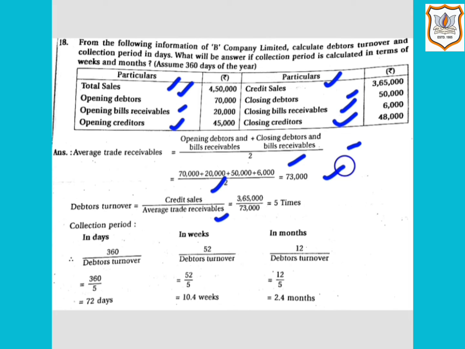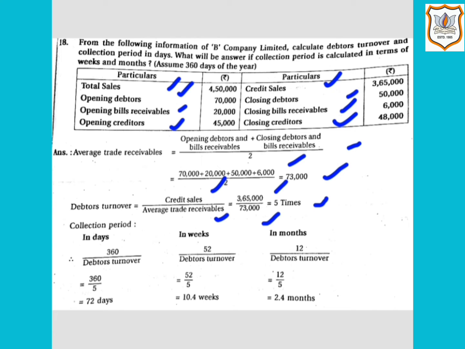Now we will apply this amount in the formula. Here debtor turnover is equal to credit sales upon average trade receivable. Here we are given credit sale, that is 3,65,000 and average trade receivable is 73,000. So here our answer is 5 times.